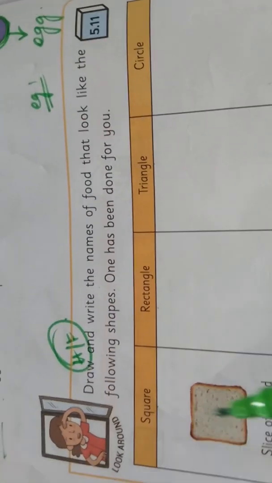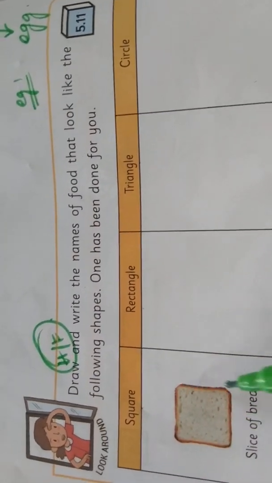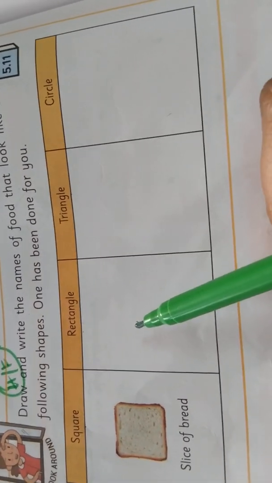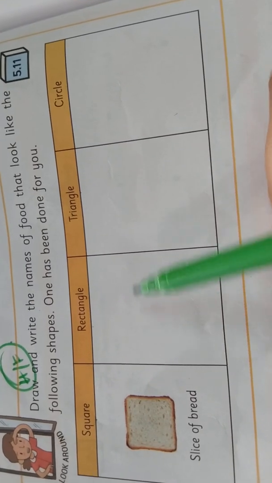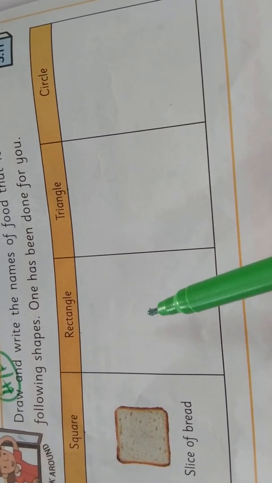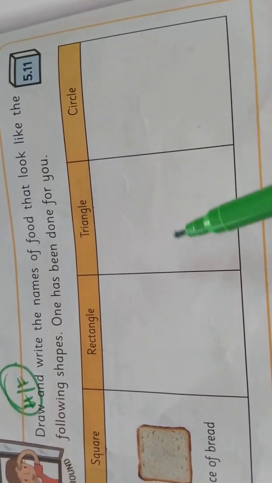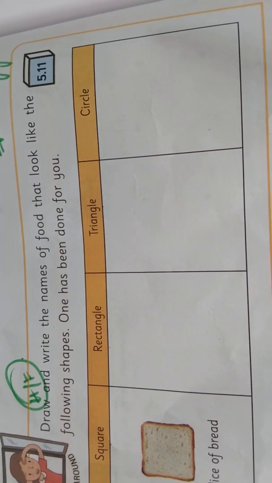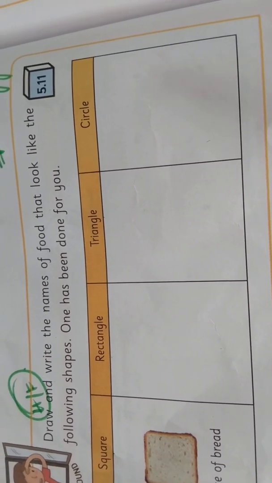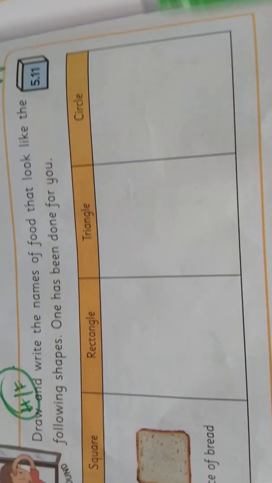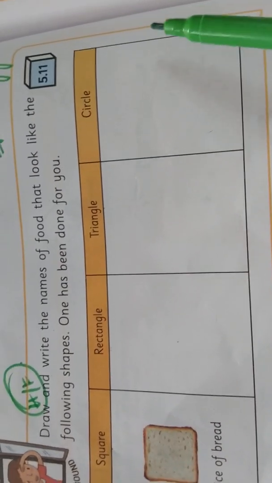For square shape, they have given a slice of bread. For rectangle shape, what example can we say? For example, Milk Bikis biscuit is in rectangle shape. For triangle shape, samosa is a triangle shape. For circle, rava laddu or laddu is in circle shape. Okay, like this you want to write the example.